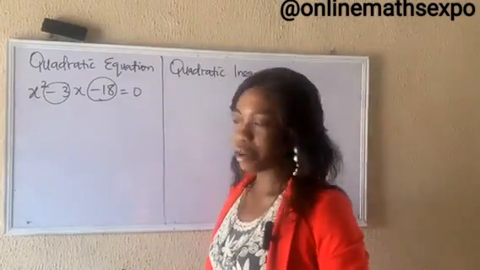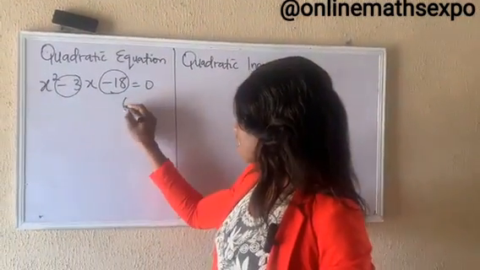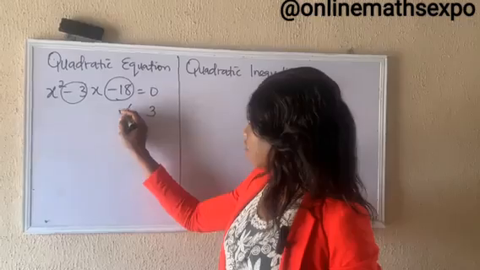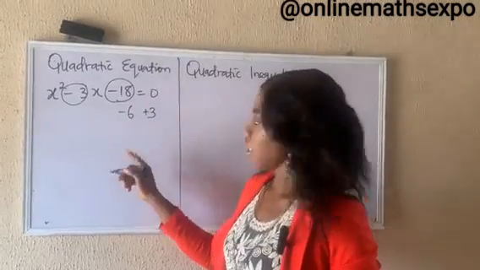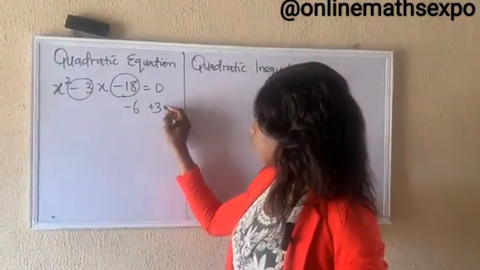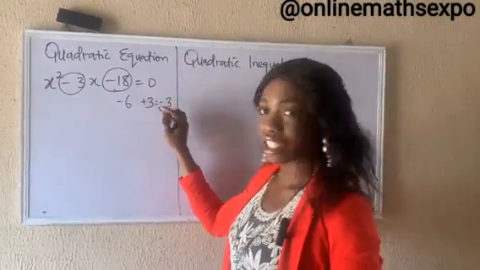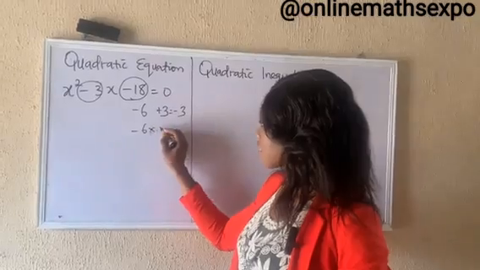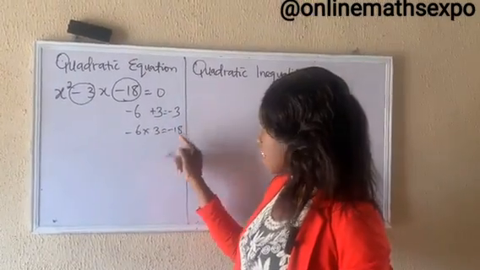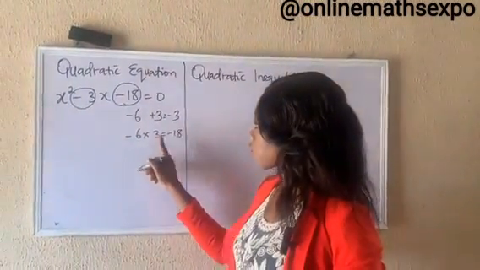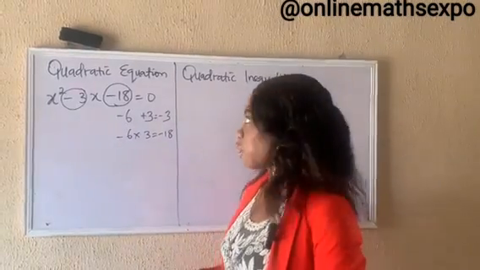So what are the two numbers? You have 6 and 3. You can have minus 6 and plus 3. Minus 6 plus 3 will give us minus 3, and minus 6 times 3 will give us minus 18. So the two numbers we are choosing are minus 6 and plus 3.